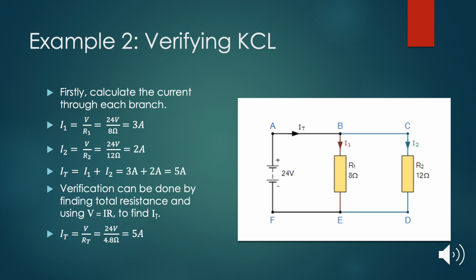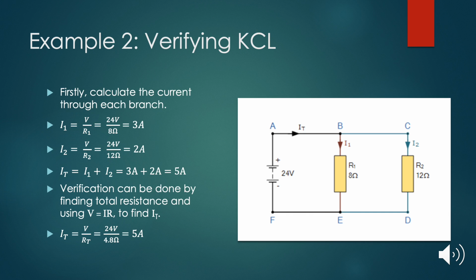For the I1 calculation, we divide 24 volts by 8 ohms, leaving us with 3 amps. Similarly, with the I2, dividing 24 volts by 12 ohms gives 2 amps. Lastly, we can calculate I total by adding I1 and I2 to give 5 amps.